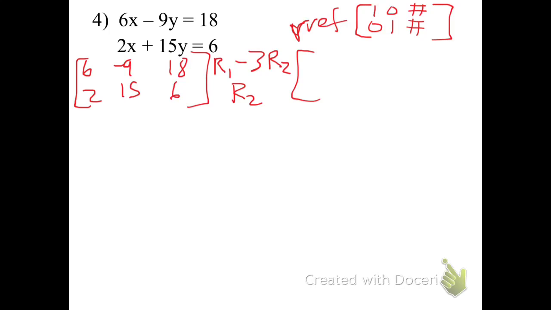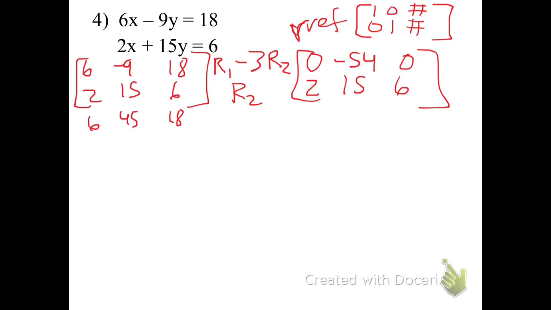So you take 3 times row 2, so that's 6, 45, and 18. And we have to subtract those numbers from row 1. So 6 minus 6 gives us 0. And then negative 9 minus 45 is negative 54. And you got 18 minus 18, which is 0. And then we're going to move on to our second line, which is just 2, 15, 6.